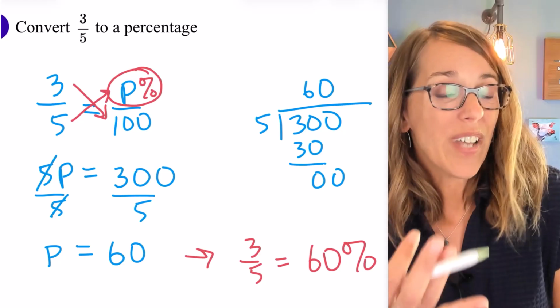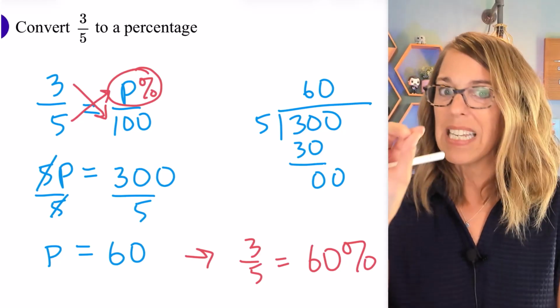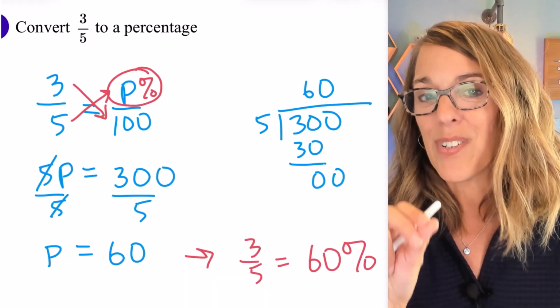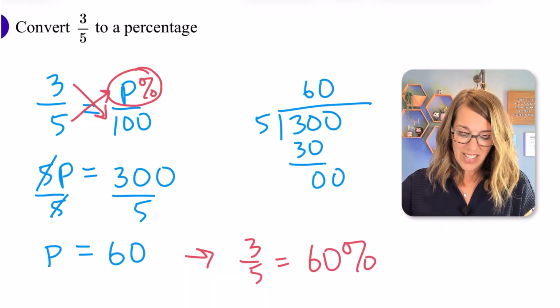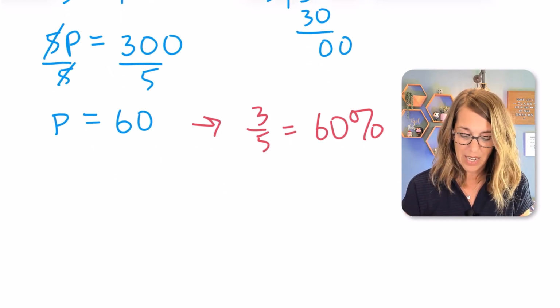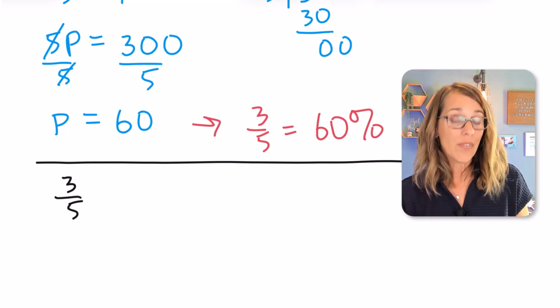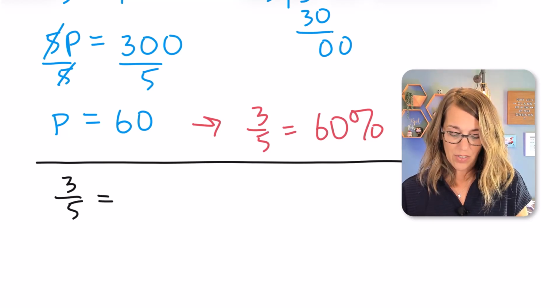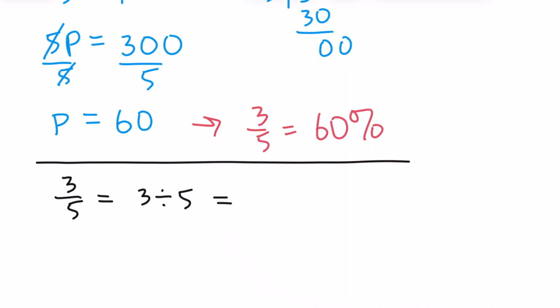We could have also done this with a division. So I want to show you the division method as well, which is especially nice if you're using a calculator. So if you happen to be using a calculator, you can take that 3/5 and you can do the division. So I can write this as 3 divided by 5. In the calculator, 3 divided by 5 is equal to 0.6.